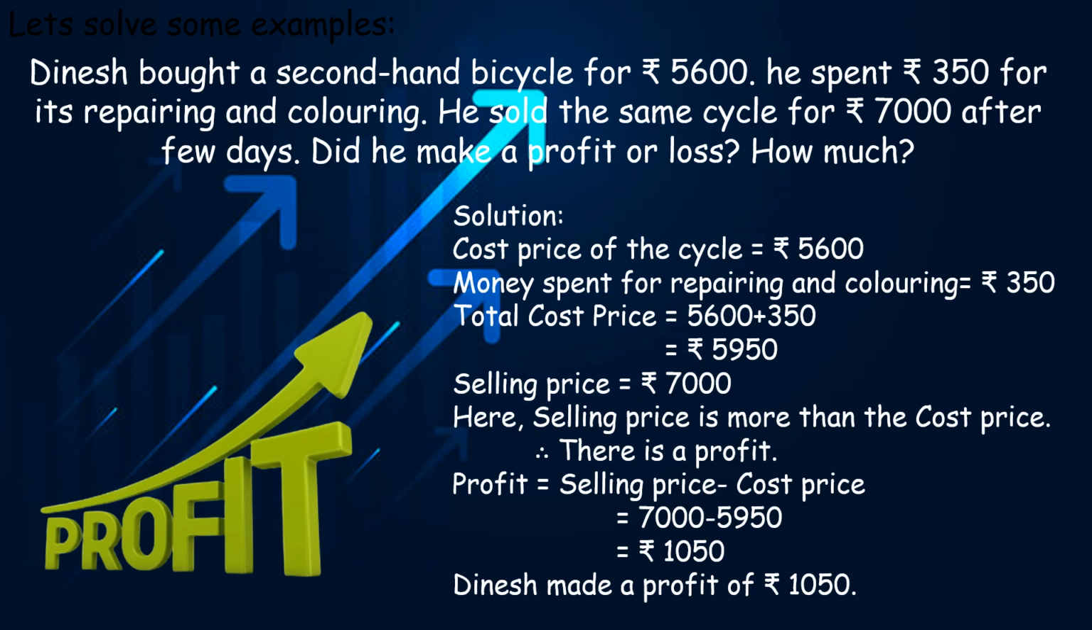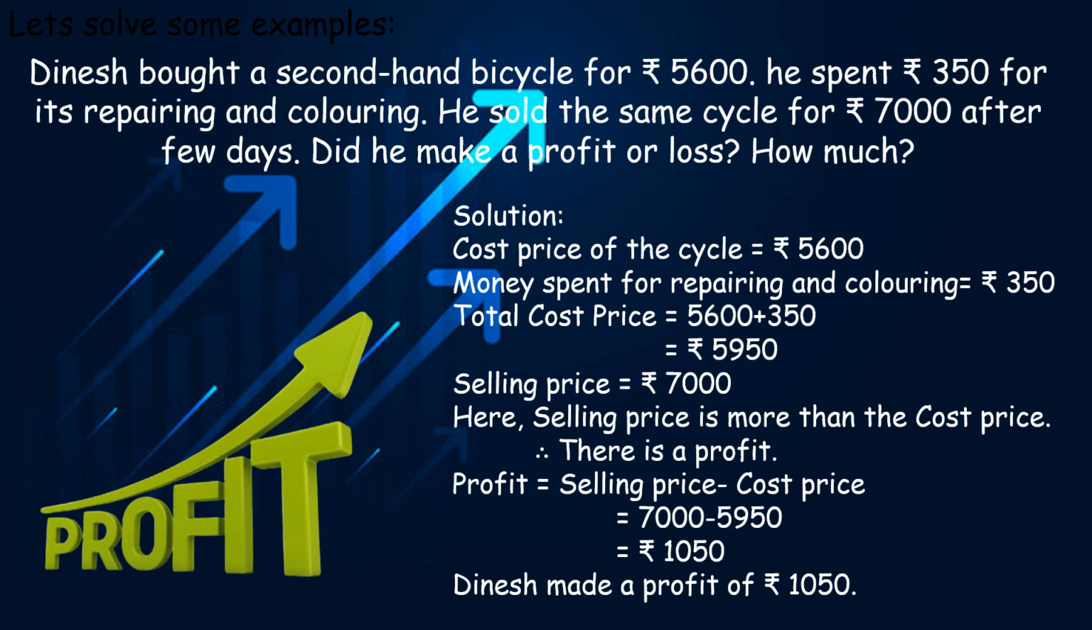Dinesh bought a second-hand bicycle. For how much? For rupees 5,600. He spent rupees 350 for repairing it and coloring it. So the extra charges that he spent on the second-hand bicycle were for repairing and coloring, that is rupees 350. Now he sold the same cycle for rupees 7,000 after a few days.